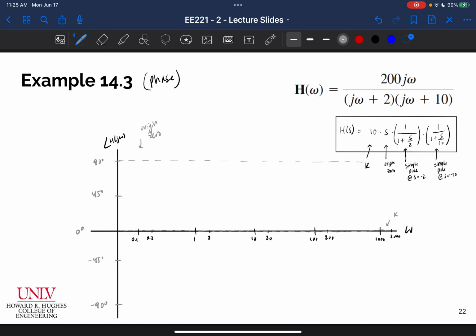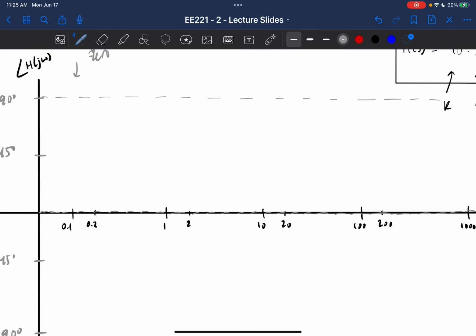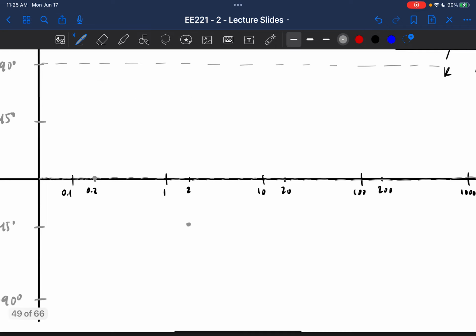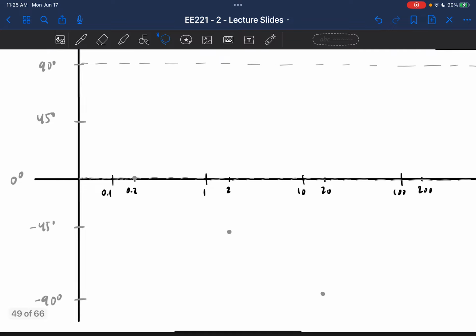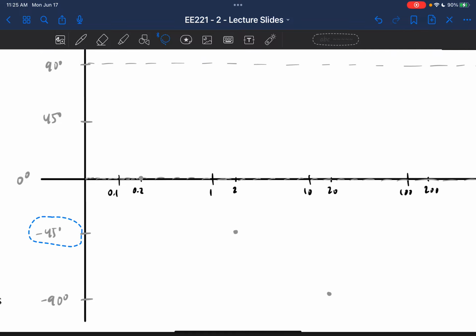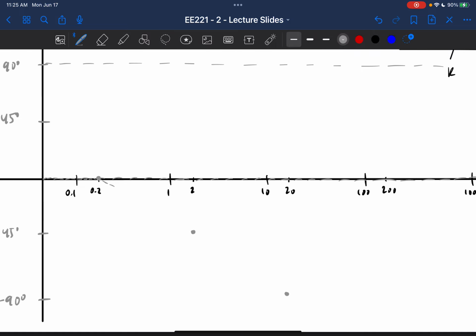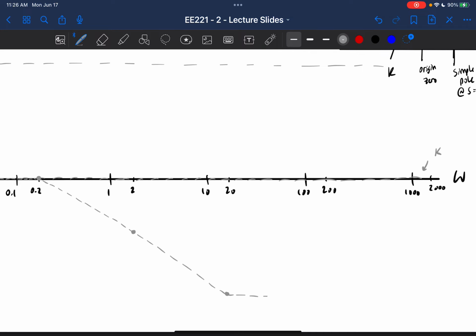So I know that they're both going to be 0. The first one's going to be 0 up until a decade before, right? 2. A decade before 2 would be 0.2. And then it starts dropping at 45 degrees per decade. So 2 will be at negative 45, and then 20 will be at negative 90. That doesn't look very linear. Let me move this tick mark down to make it a little bit better of a scale. It's probably better. Okay, so now I can connect those. And then I know that after 2 decades, it flattens out. So I can just draw this flat, right?